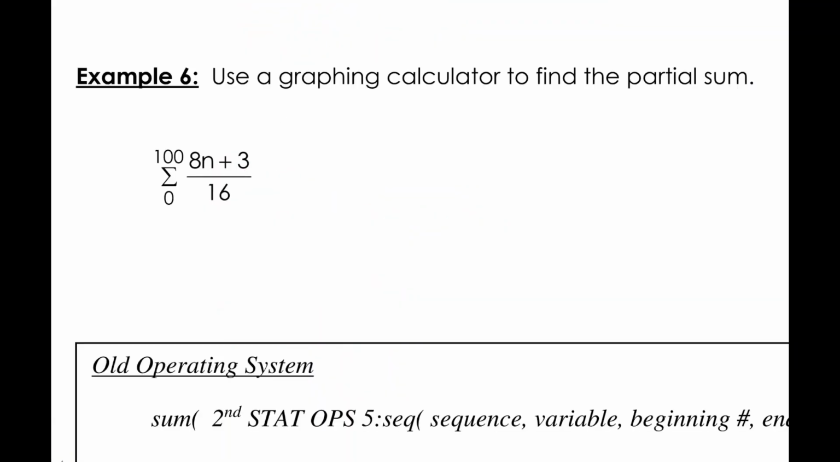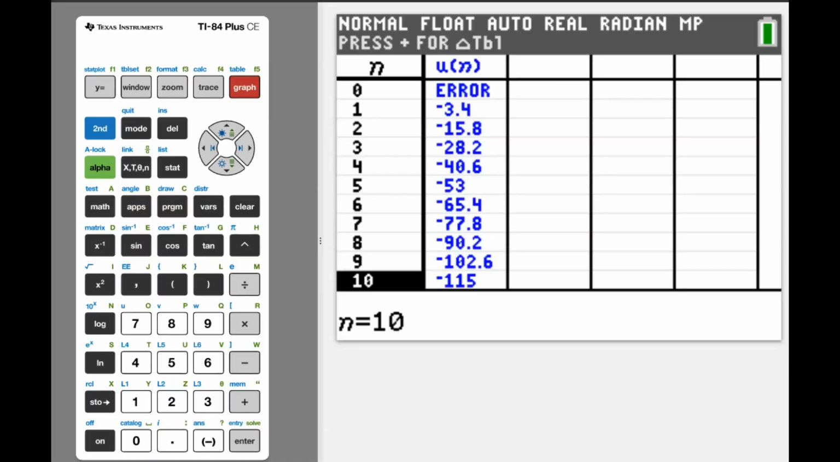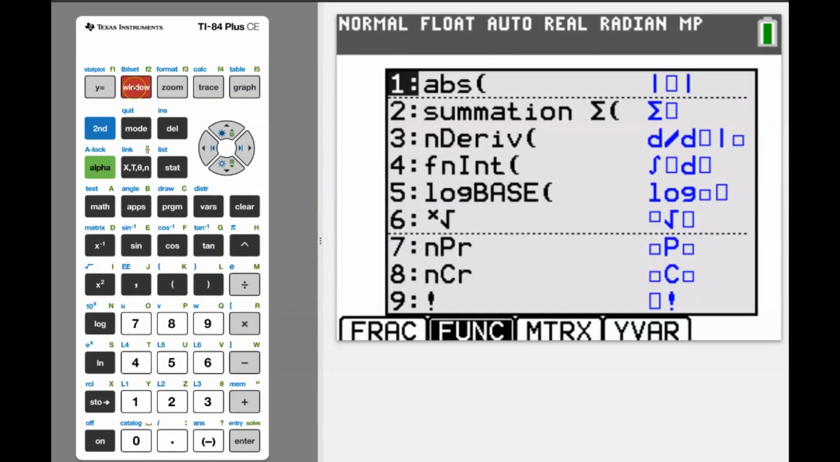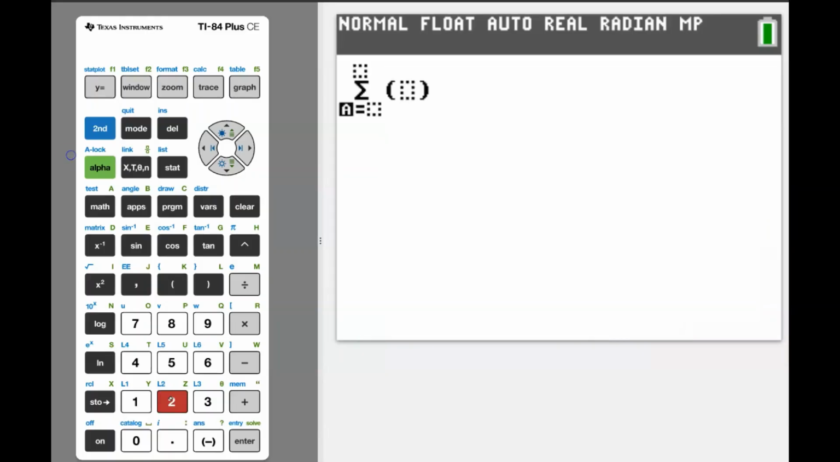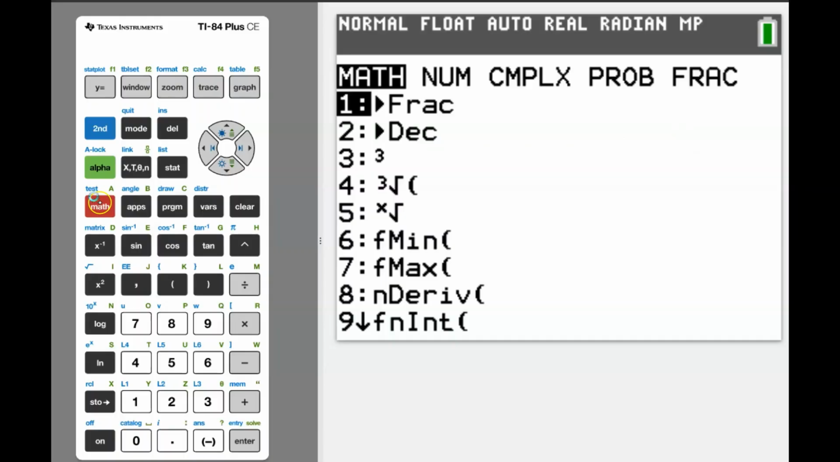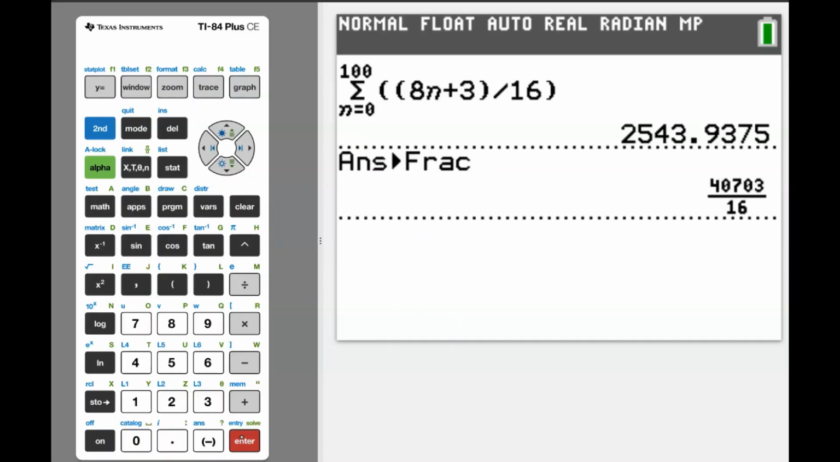Again, our graphing calculator can do this for us. I should actually have n equals 0 there for the lower limit. So if you flip over to your calculator, we can just use the summation command. Again, alpha window, and then the summation command is number 2 here. And then it's just a matter of typing in all of the pieces. So we have n equals 0, and then our upper limit was 100. And then you just type in your formula: quantity 8n plus 3 divided by 16. And then voila. If we wanted the fraction, we could just do math fraction. And there we go.